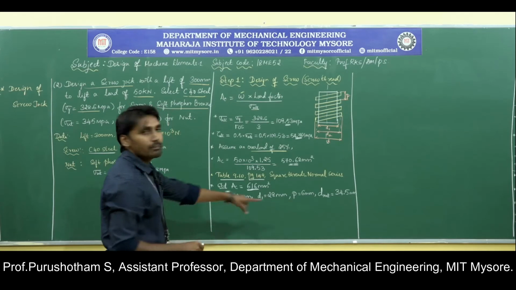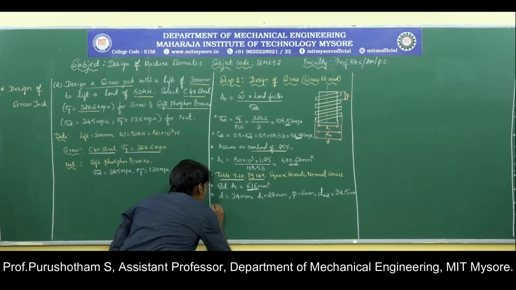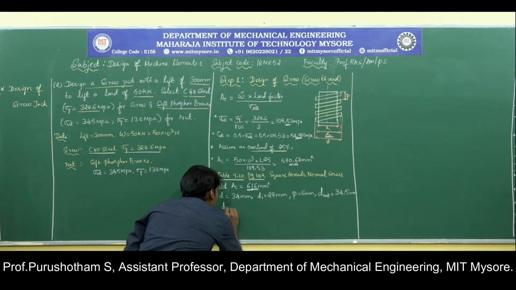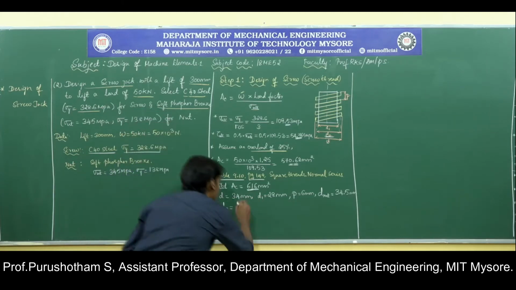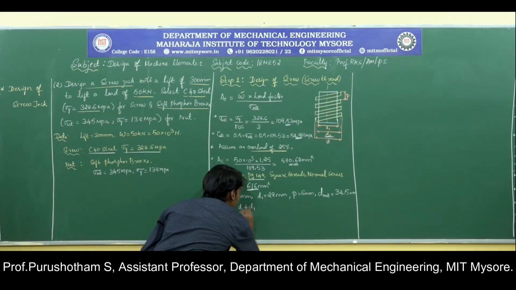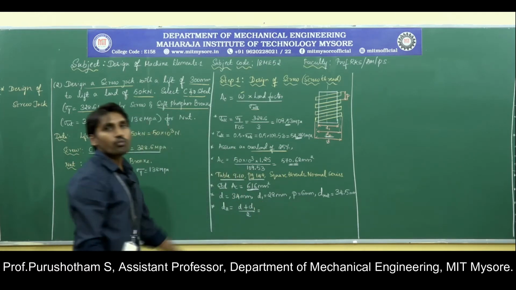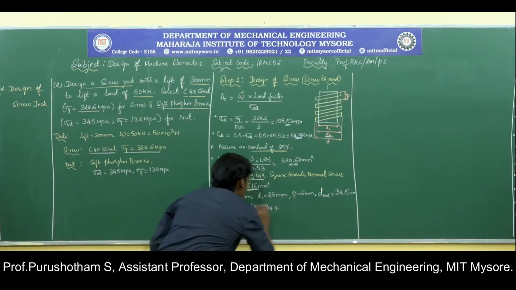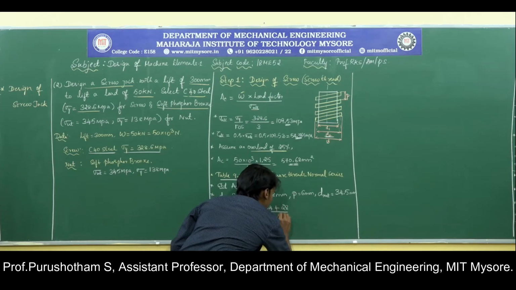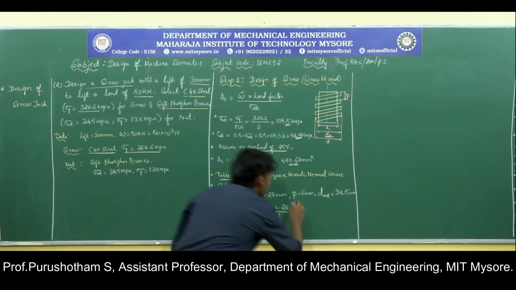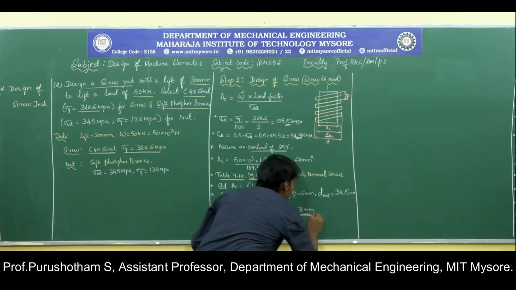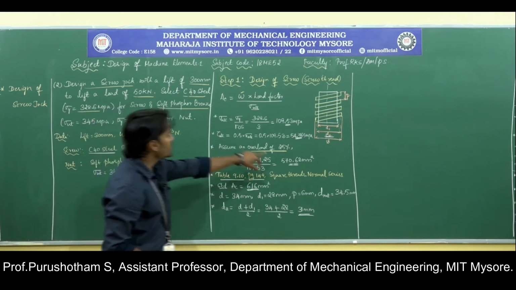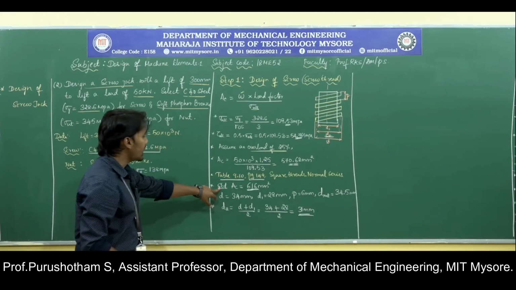If you found this, then the mean diameter can be easily calculated. Mean dia, that is D2, is given by the mean of major dia and minor dia, that is major dia plus minor dia divided by 2. So that is 34 plus 28 divided by 2, which is 31 millimeter. Mean dia is 31 millimeter. So from table 9.10, with respect to the calculated core area, we found the standard core area.